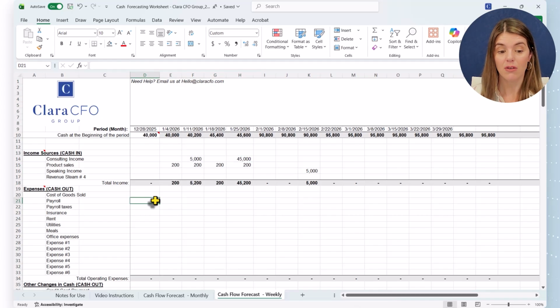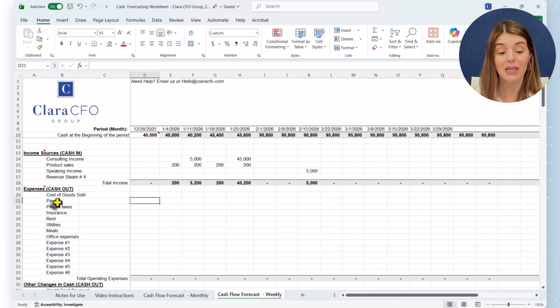When you're doing a cash flow forecast, you want to use your prior financials as an indicator of what's going to happen in the future. So if I was trying to predict January, I'd be looking at my December financials and saying, what are the expenses that I'm probably going to have again, and when are they going to actually hit?